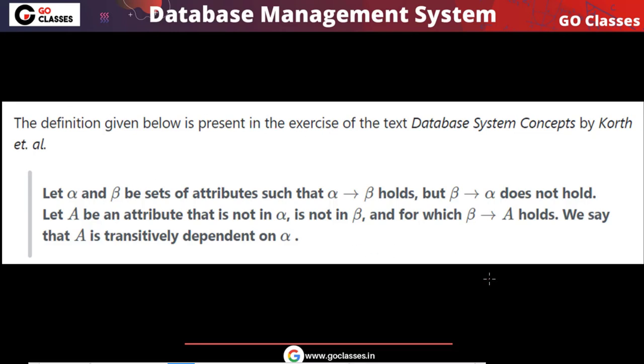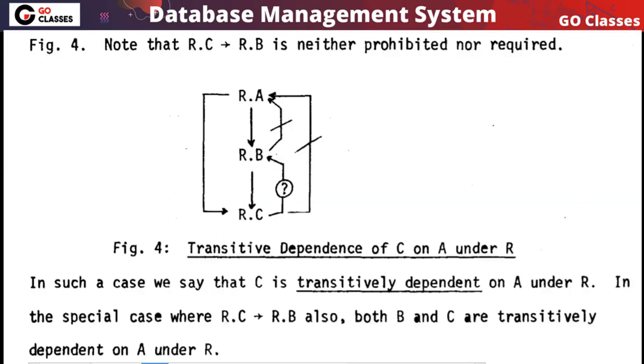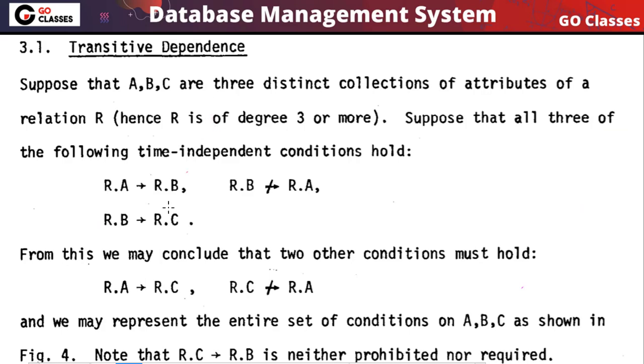So this is the definition of transitive dependency that is given in the textbook. Let alpha, beta be sets of attributes such that alpha determines beta, beta does not determine alpha, and beta determines A, then alpha determines A is a transitive dependency. This is the definition that is given in the original paper of Codd. In the last lecture also we have seen the definition of partial dependency and full dependency, and this is the definition of transitive dependency.